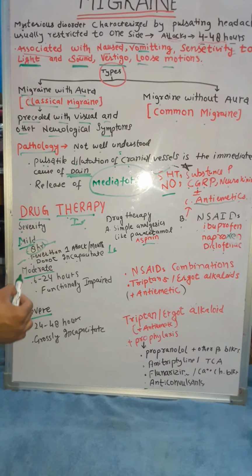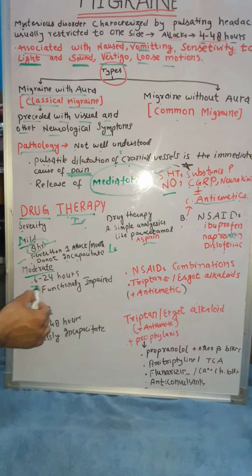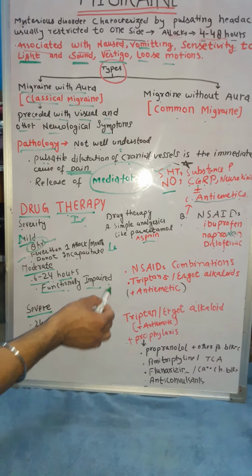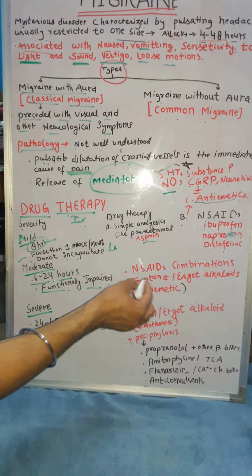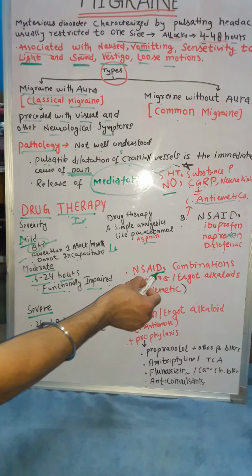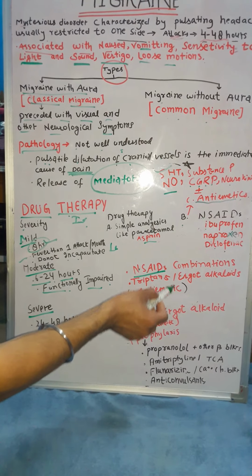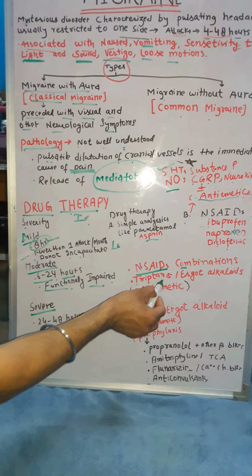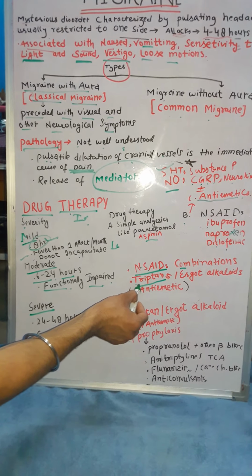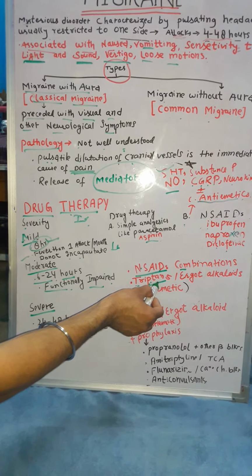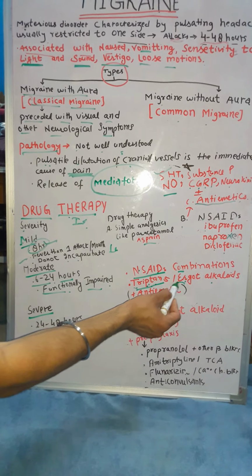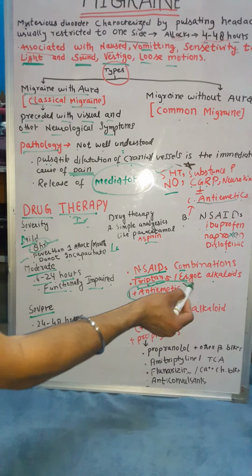Now come to moderate migraine. In this case, it lasts for 6 to 24 hours and it functionally impairs the individual. In this case, the drugs used are non-steroidal anti-inflammatory drug combinations and sometimes triptans according to severity and the frequency of the attack, and ergot alkaloids and antiemetics are usually required in this case.